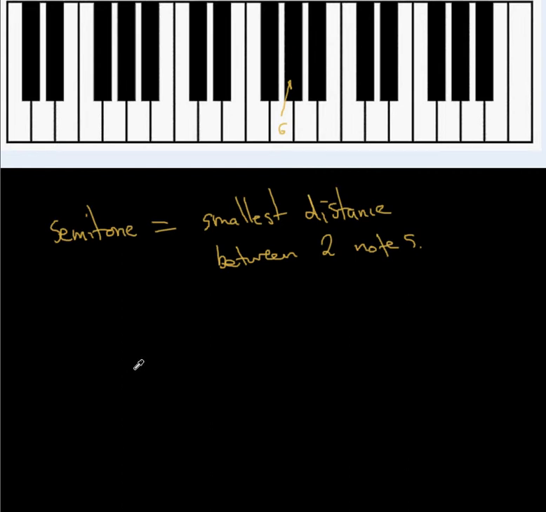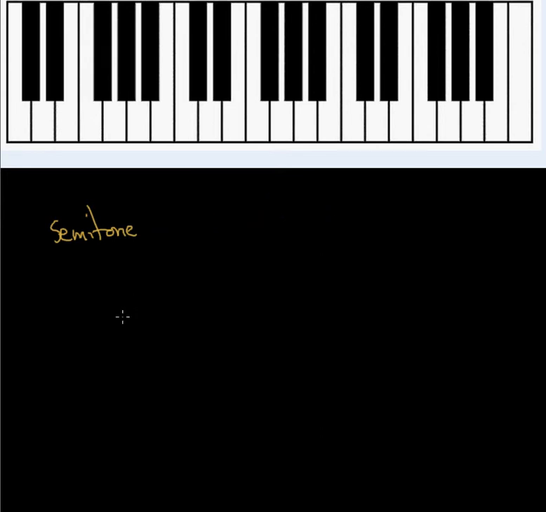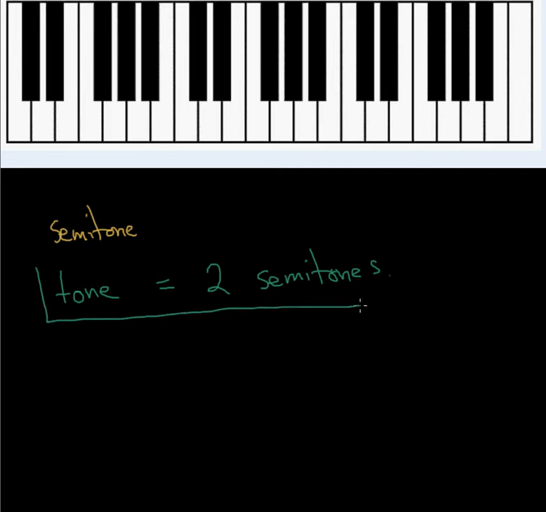In this lesson, what I would like to do is talk about something called a tone. So we know what a semitone is. A tone is two semitones. That's a very, very simple definition. A tone is two semitones. You might say, yep, got it, that's easy. A semitone is the shortest distance between two notes, and a tone is two semitones.